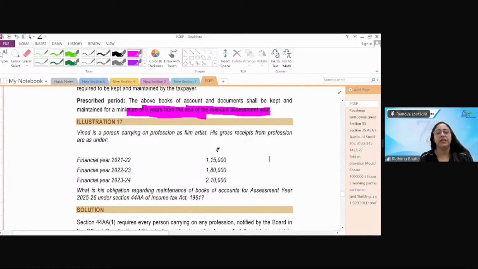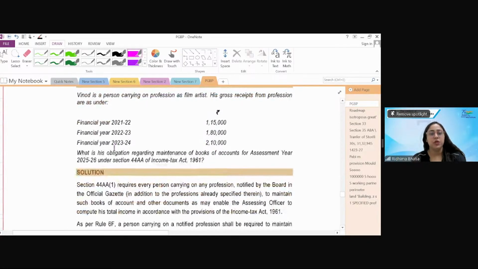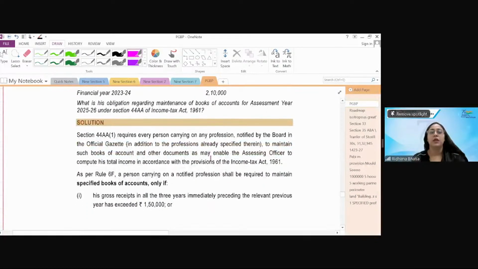Let's see illustration 17. Illustration 17 says, we know this, carrying on a profession as a film artist. His gross receipts of the profession are given for the years 21-22, 22-23 and 23-24. In 2 years it is crossing 150, but in the first year it is not crossing. So what is his obligation regarding maintenance of books of accounts for assessment year 25-26 under 44AA? Now he will say that since he is into a specified profession, he has to maintain the books.